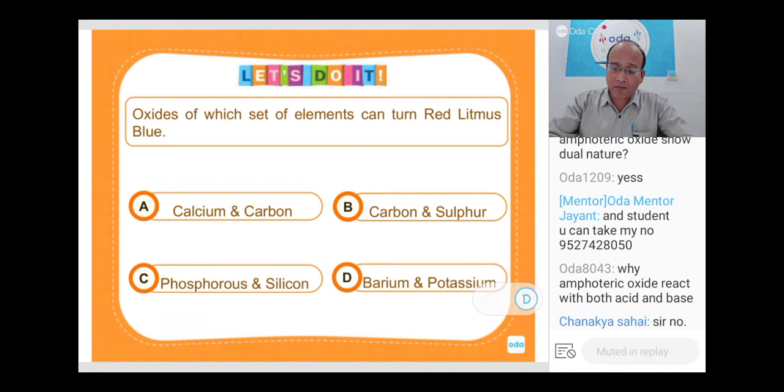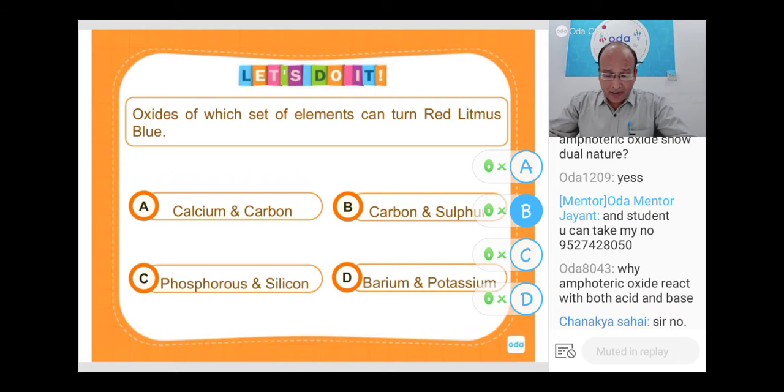So here comes our problem. Beta, you can try this problem. Give your answer in the ballot. Select option A, B, C, or D, whichever you find correct, and press the tick mark at the end. Let me read the question for you. Oxide of which set of elements can turn red litmus blue? What oxide turns red litmus blue?